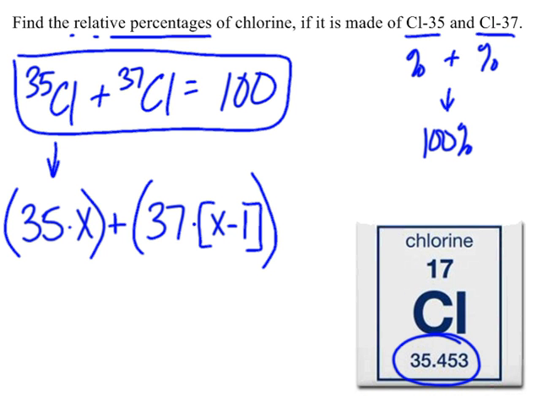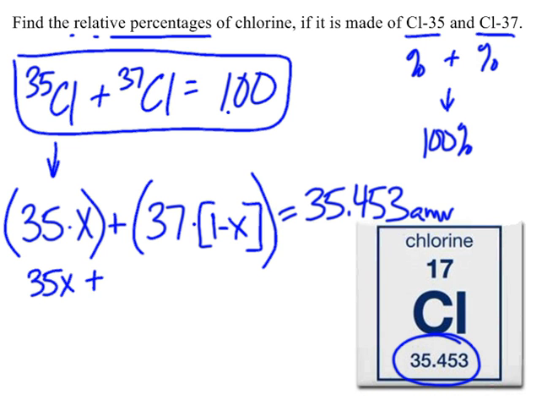So I know that x is going to be some value, and because those are the only two amounts, they must add up to 100%, or in this case 1, because I'm getting rid of the decimal. So I end up with 1 minus x, sorry about that. And I know that the sum of this is going to equal 35.453 AMUs. If I do my distribution, I end up with 35x plus 37 minus 37x equals 35.453 AMUs.